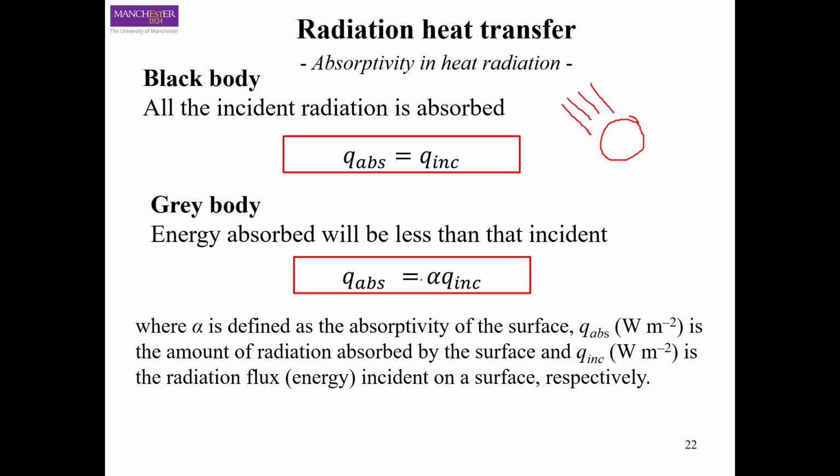We can express that by using this factor here, alpha. This alpha is the absorptivity of the surface. It defines to what extent the gray body is going to absorb the incident radiation as compared to a black body. And again, just like epsilon, alpha is a constant, and it has no units, with a value between 0 and 1.